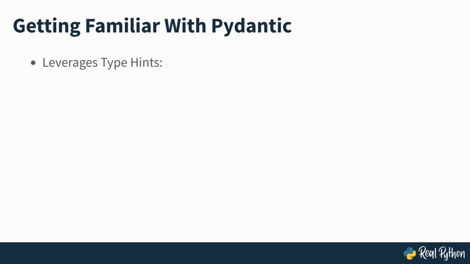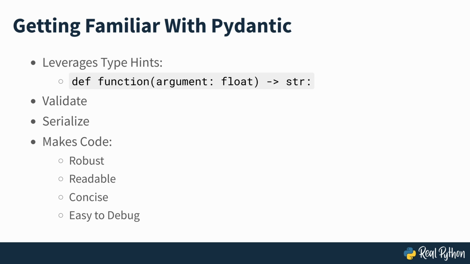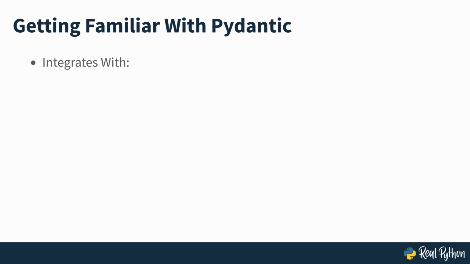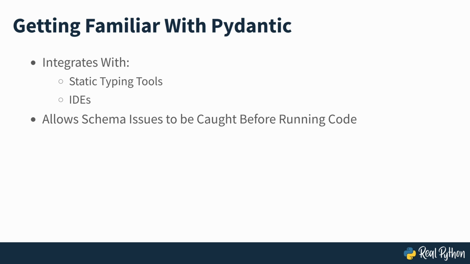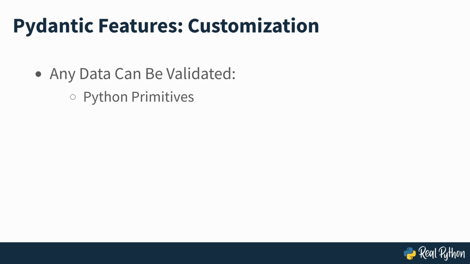Pydantic is a powerful library that leverages type hints to help you easily validate and serialize your data schemas. This makes your code more robust, readable, concise, and easier to debug. Pydantic also integrates well with many popular static typing tools and IDEs, which allows you to catch some schema issues before running your code. Some of Pydantic's distinguishing features include customization. There's almost no limit to the kinds of data you can validate with Pydantic. From primitive Python types to highly nested data structures, Pydantic lets you validate and serialize nearly any Python object.